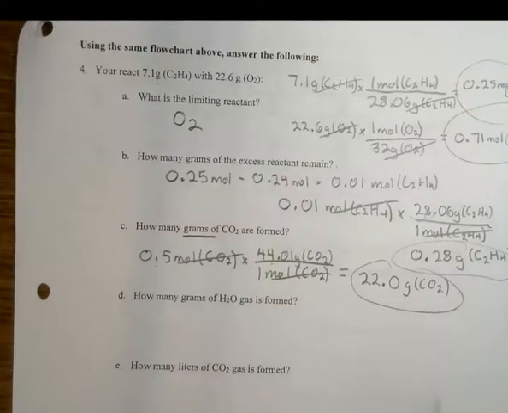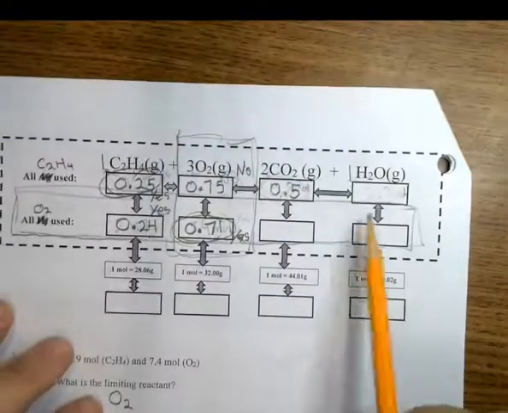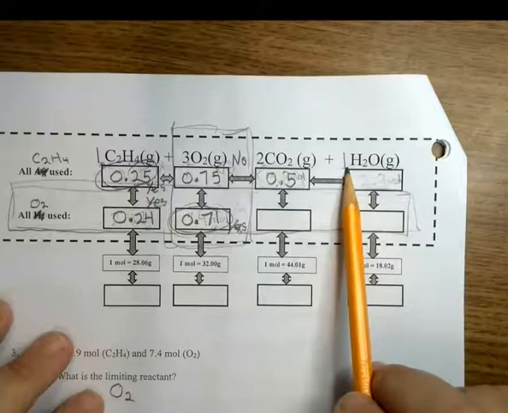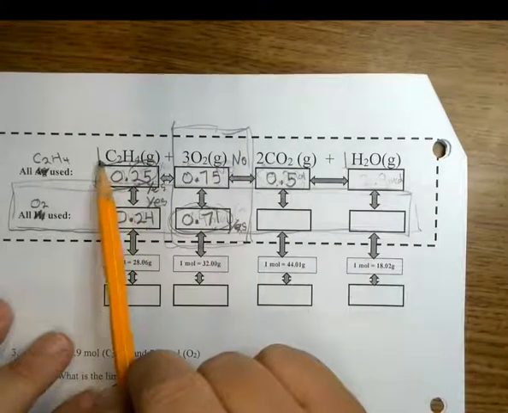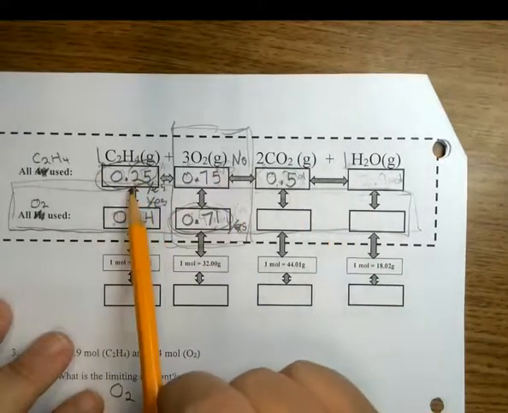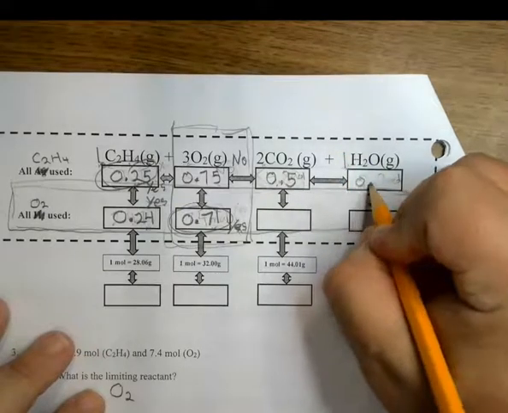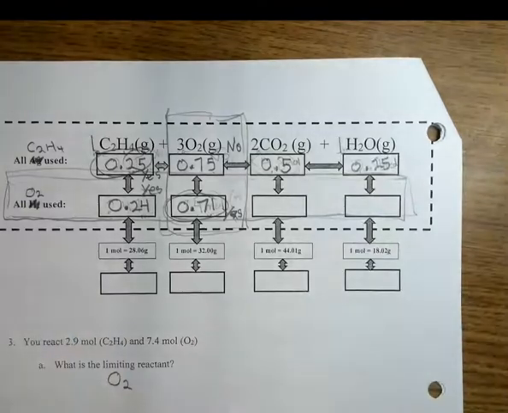All right. How many grams of water is formed? So we come back over here. We got to figure out how many moles of water. This one's easier. We see there's 1 mole in the chemical equation, and there's 1 mole of C2H4, so these two are going to be the same number, 1 to 1. So if I have 0.25 here, I have 0.25 here. Okay, so there you go.